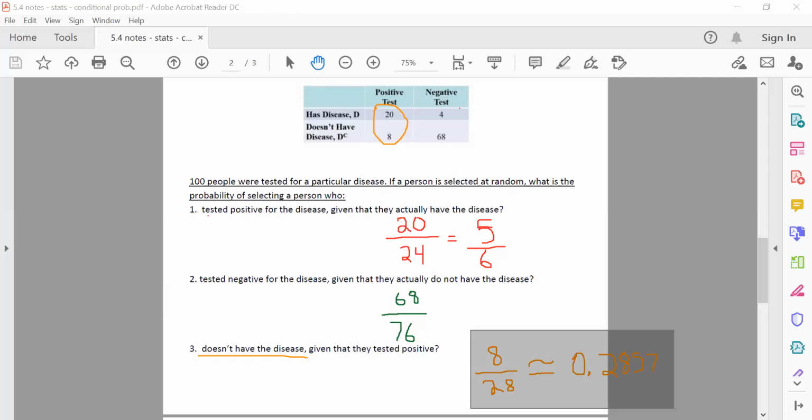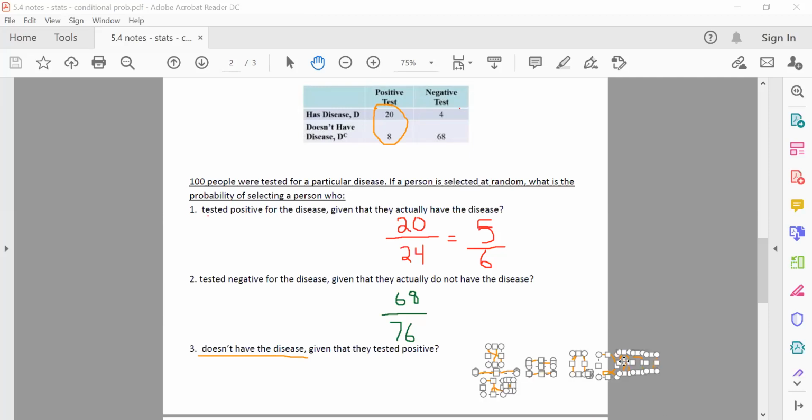.2857. We'll move it over so you can see it better. So what this means, this is among the people who tested positive, this is the percent of them that don't have the disease, which means the false positive rate of this test, the observed false positive rate, is almost 30%. Almost 30% of people who test positive for the disease don't actually have it. That's terrible. That is extremely inaccurate. That is a very, very bad test.